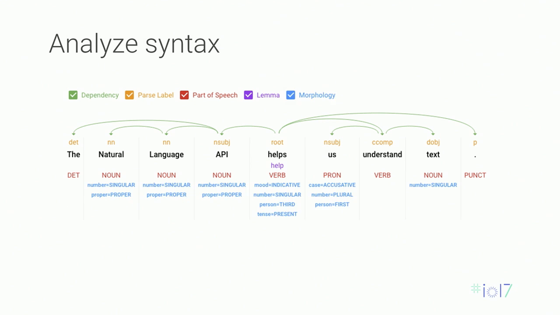And then finally, we get some additional morphology details on the text. So is it first, second, or third person? Is it plural or singular? And these are going to vary based on the language of the text that you send the natural language API.